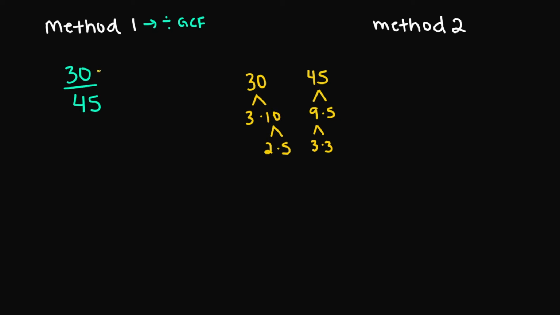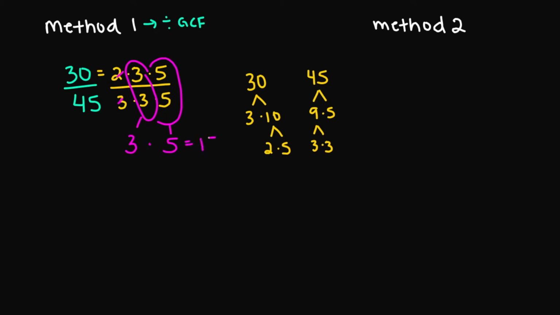So my 30, we said, is 2 times 3 times 5, and for my 45, we said is 3 times 3 times 5. The number that both my 30 and 45 share is going to be the 3 right here. And we also have a 5 right here. So this 3, I'm going to write one time, and this 5, I'm also going to write one time. So we have 3 times 5 here. This is going to be 15. So your GCF is 15.